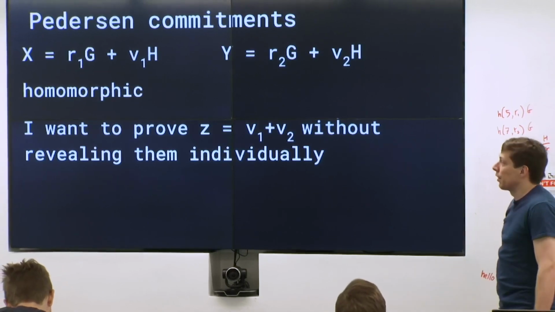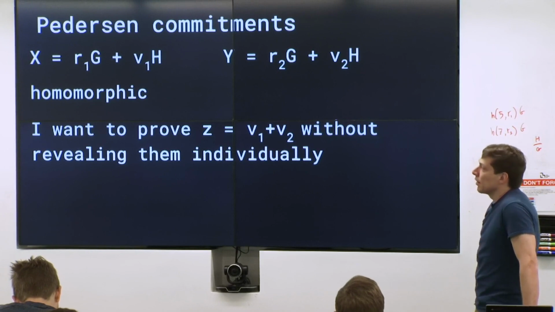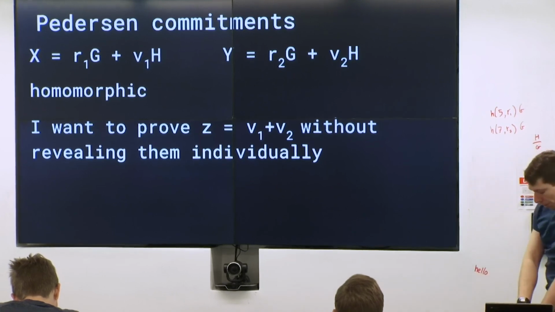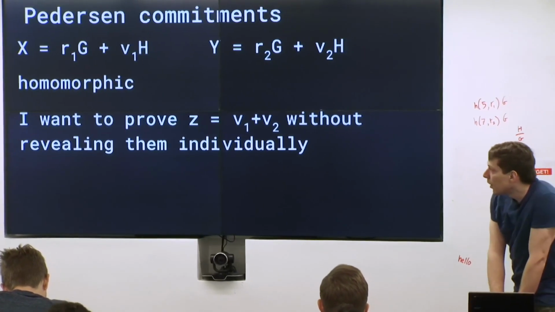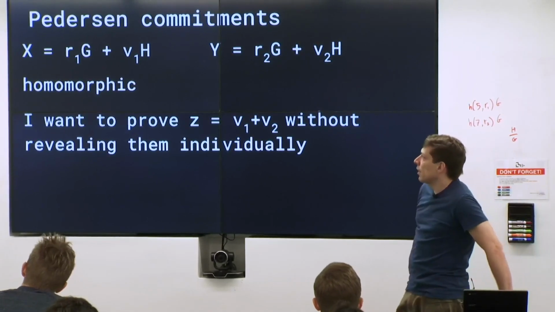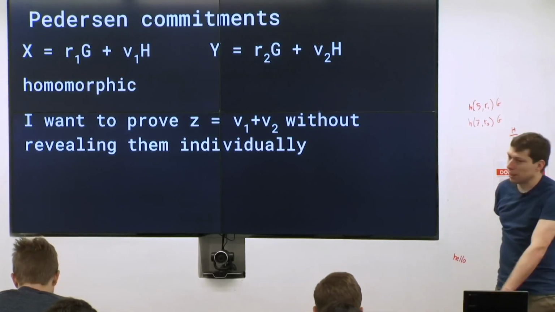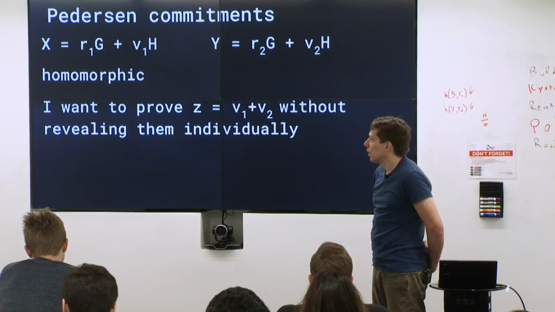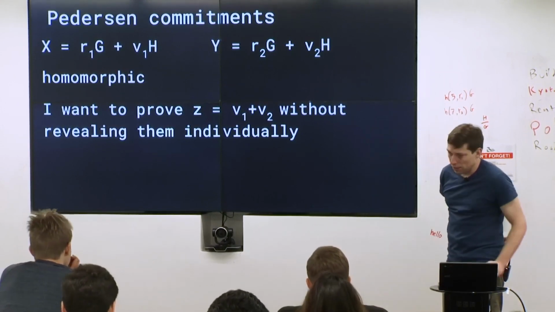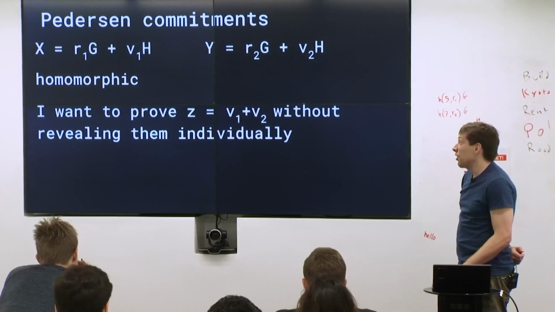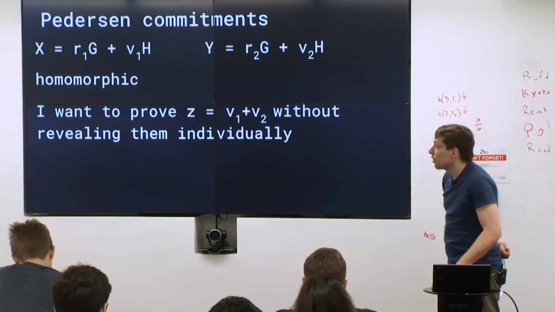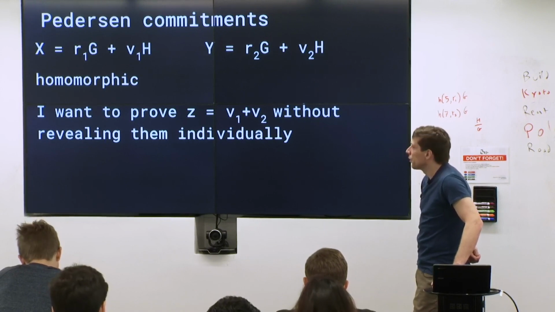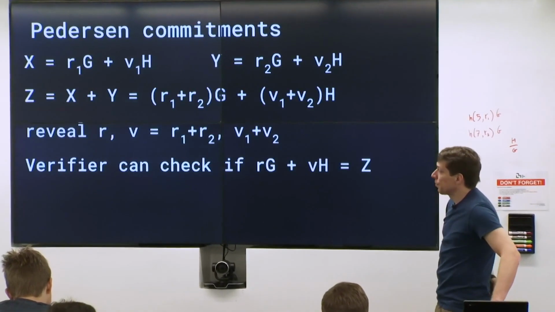And it's homomorphic. So what we can do is we can say, okay, x is r1 g plus v1 h, y is r2 g plus v2 h, and what if I want to prove that z is value 1 plus value 2 without revealing them individually? Can you see how I could do that? Well, I can actually reveal both r's individually. Well, no, sorry. I cannot reveal both r's individually because then you'd be able to figure out the values. But I can reveal the sum of the r's and the sum of the v's, right?